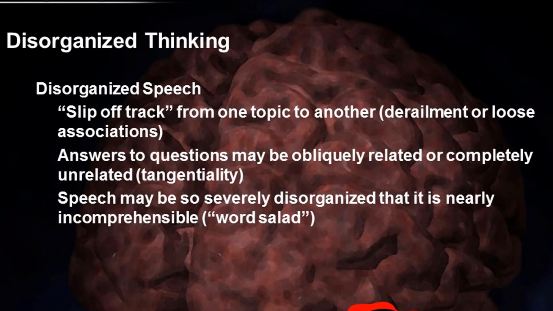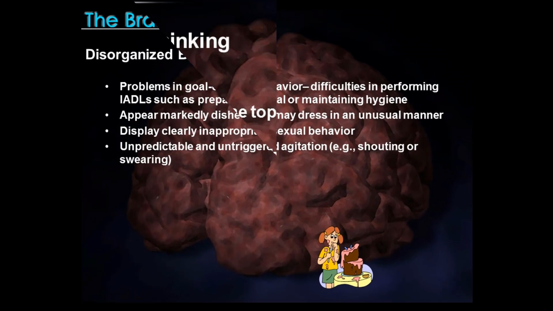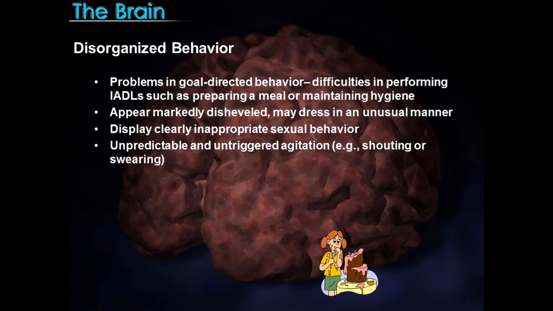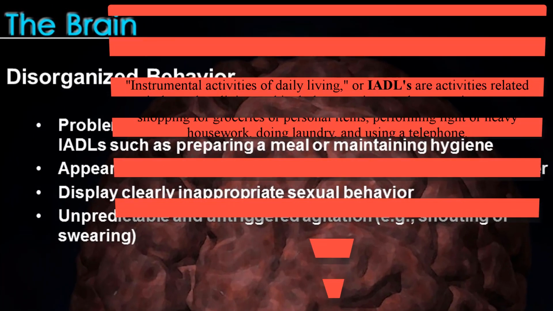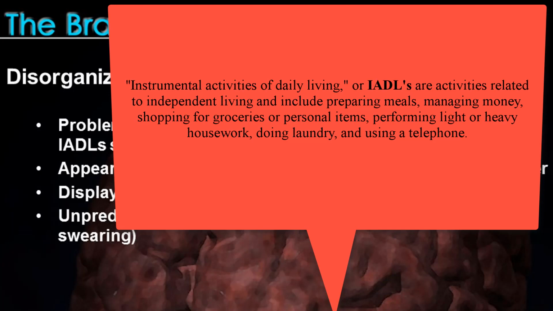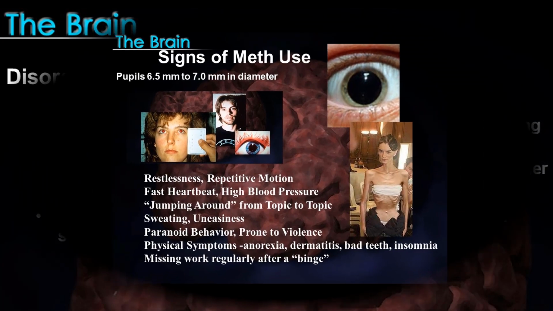We have disorganized forms of speech. People will slip off track from one topic to another. They'll answer questions not very well. They'll have oblique answers. They'll have word salad. They just talk. Same thing happens with their behavior. They have difficulties in performing instrumental activities of daily living related to independent living: preparing meals, managing money, shopping for groceries, personal items, performing those everyday things that we do.